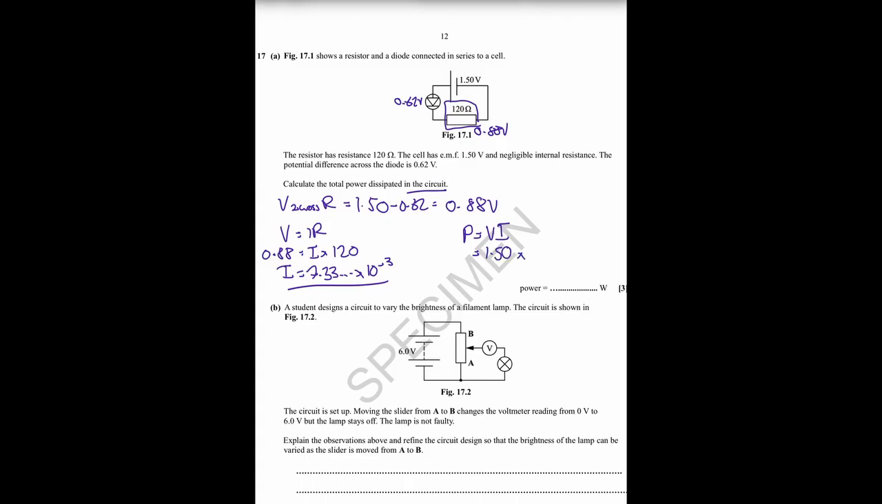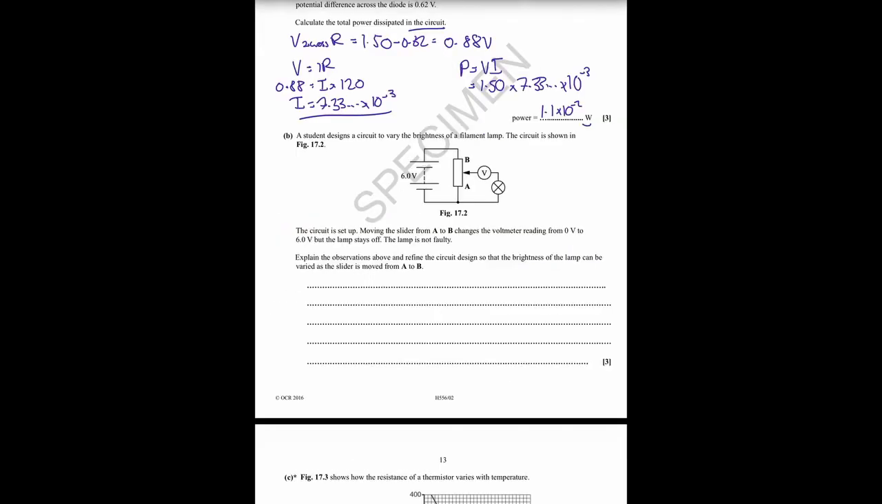The current of the whole circuit is what we've just worked out, 7.33 blah blah blah times 10 to the power of minus 3. I put that in the calculator, and then the answer is 1.1 times 10 to the minus 2, and everything's in the correct units here. It's asking me for it in watts, so I'm pretty happy.